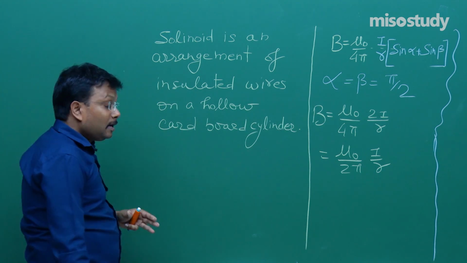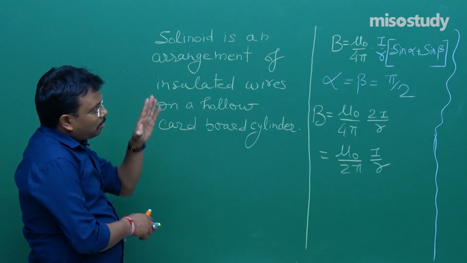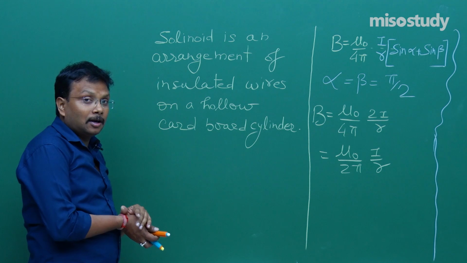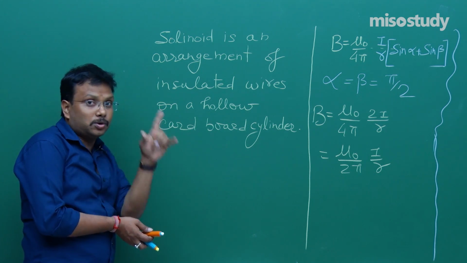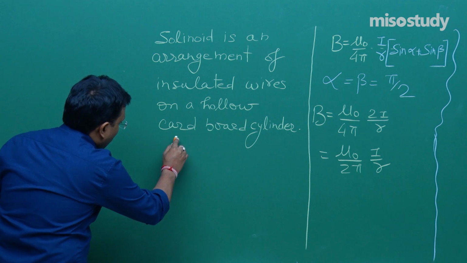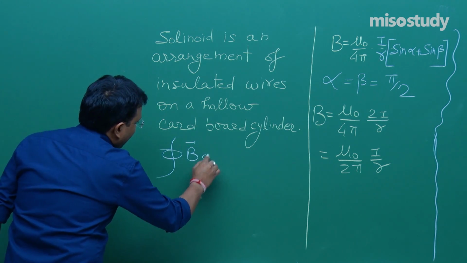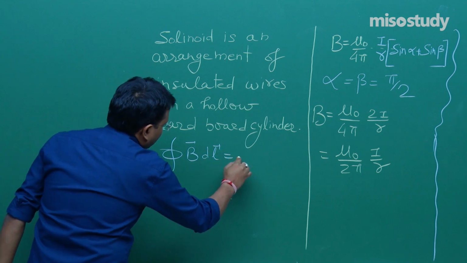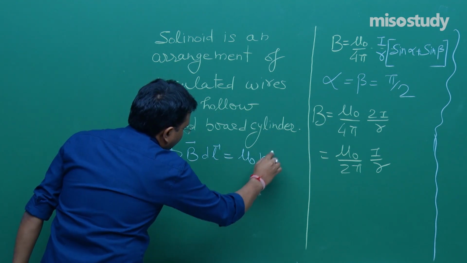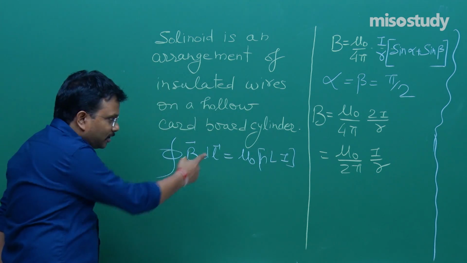Then obviously you have to find the magnetic field over a closed loop. Okay, so this Ampere circuital law is applicable only for a closed integral, fine, because of this mathematical expression. So I will write down the closed integral of B dot dl is equal to mu naught n l I. What is l and what is n?